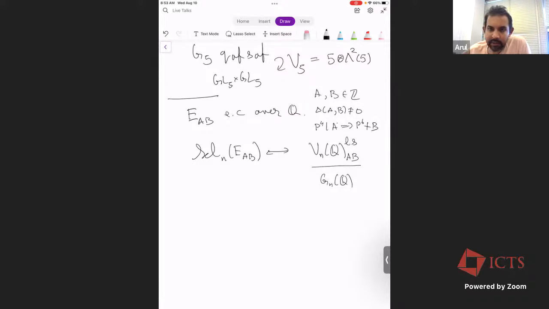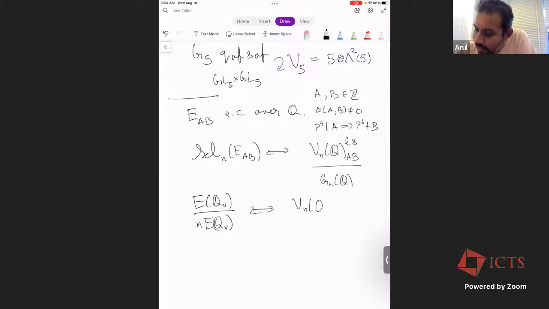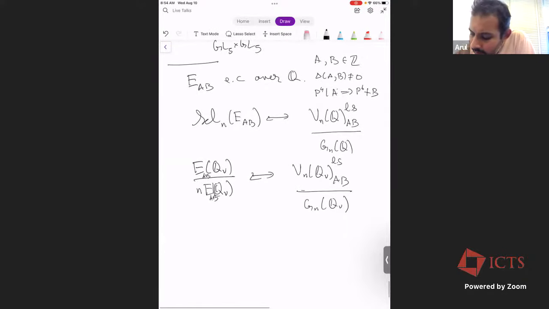So this is the first result. There's an analog of this locally as well. E(Qv) mod nE(Qv) is in bijection with the locally soluble elements of Vn(Qv). Moreover, suppose K is either Q or Qv, doesn't matter. In fact, this is true for any field K.